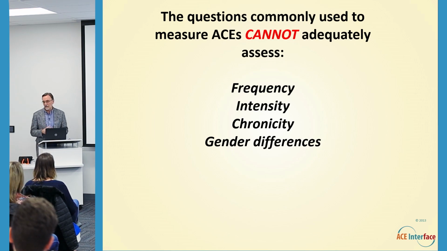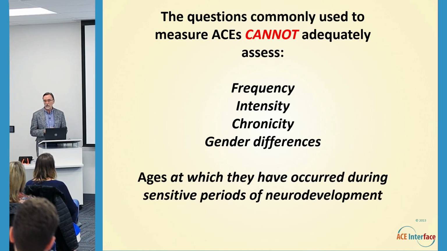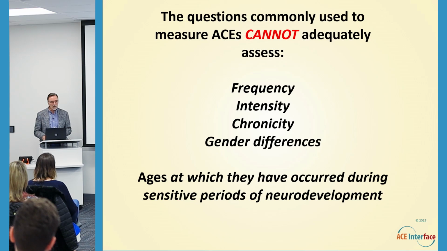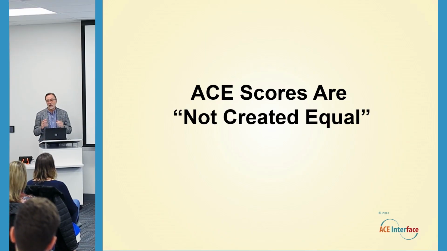We now know that there's gender differences in the impact of certain adversities, differences between boys and girls in the way it affects brain structure and function at different ages. And we have sensitive developmental periods growing up when certain adversities will have a greater impact on certain brain structures and function. And we also don't know what the individual variability in stress response is from asking this crude set of questions. So ACE scores are not created equal. Does that make sense? If it's a crude measure and one person fills out a questionnaire like this and another one does, and they have the same score, it doesn't necessarily mean that they've had the same biologic exposure to stress.